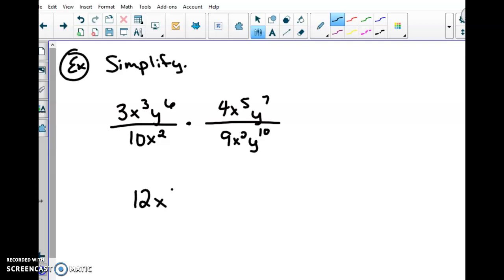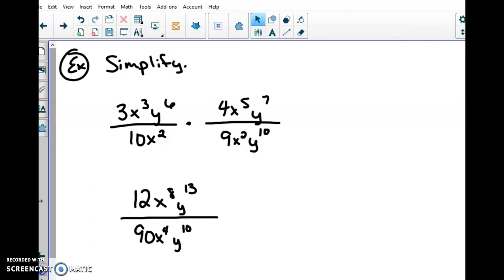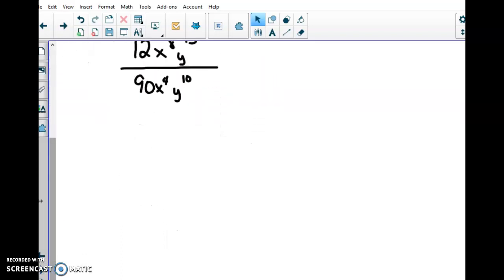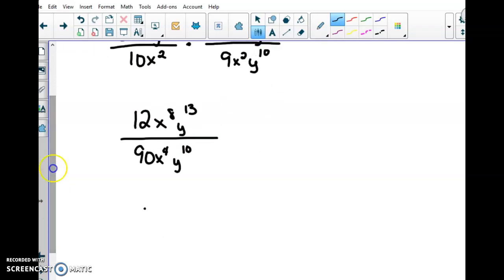On top, I have x to the 8th, y to the 13th, divided by 90 x to the 4th, y to the 10th. So I can simplify my coefficient numbers and then my x's and y's based on their exponents. Again, division is really subtraction of those exponents. Looking at the 12 and the 90, they both have a 6 in common, so this goes down to 2 over 15.